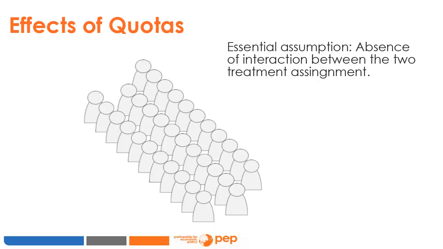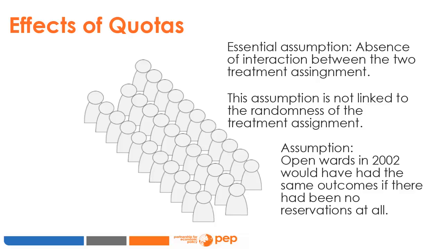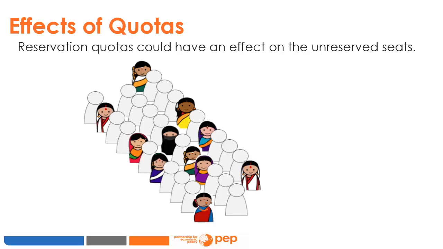The essential assumption behind this comparison is the absence of interaction between the two treatment assignments. Notice that this assumption is by no means linked to the randomness of the treatment assignment in the two periods. This design assumes that open wards in 2002 would have had the same outcomes if there had been no reservations at all that year. Let's discuss the general effects of quotas and why this assumption might be invalid.